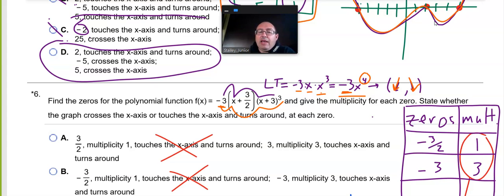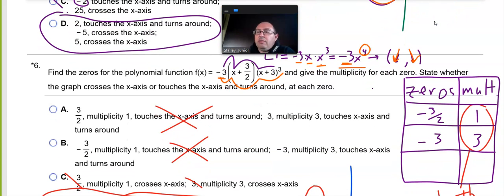I noticed that my multiplicities this time are 1. Now, for those of you who don't know, x plus 3 halves equals 0. So solving that, I get negative 3 halves. It occurs as a factor 1 time, whereas the negative 3 occurs as a factor 3 times. Those are both odd multiplicities.